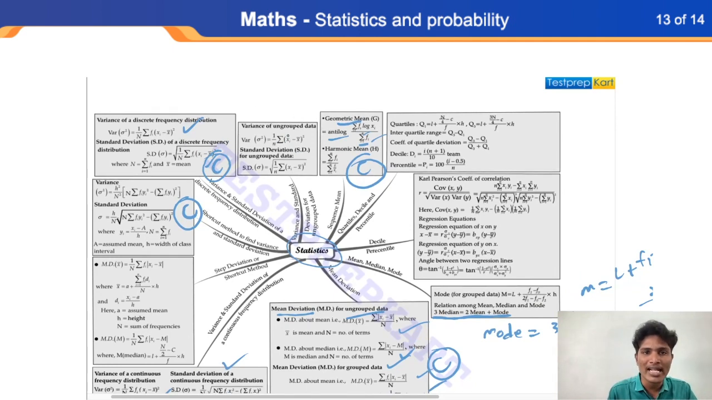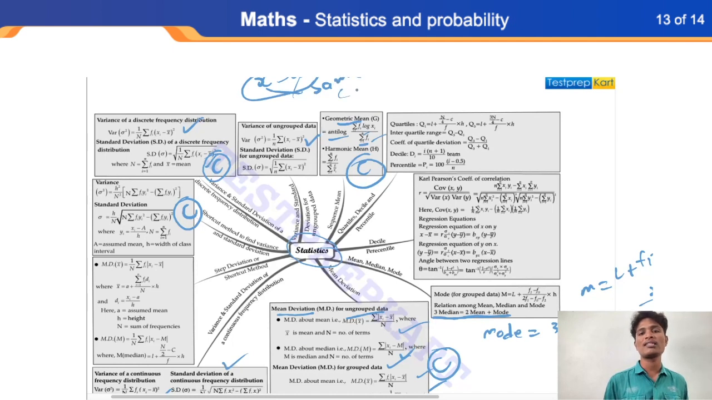For ungrouped data, it is 1 by n sigma xi minus x bar whole square. I already explained this one, and this is under root of xi minus x bar. I represented in some places x bar is equal to mu. You have to understand both are the same. That is, both are mean only. So here they have given x bar, don't get confused, both are the same. So this block is also completed.